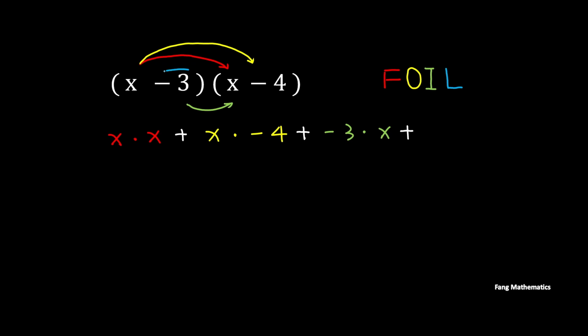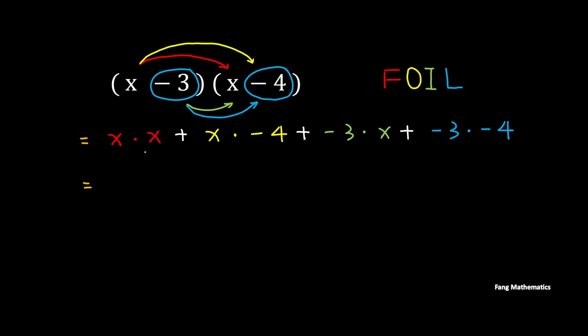Last, you have the last term. So last term in each binomial, there is a minus 3 and minus 4. So minus 3 times minus 4. We are now to simplify them. Let's look at the first term we have.